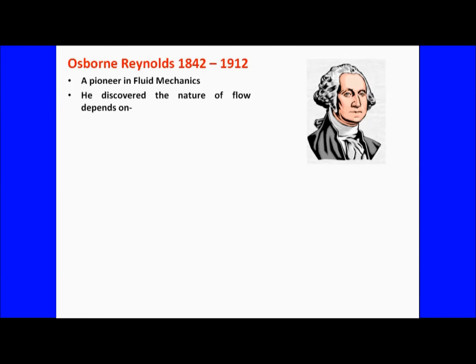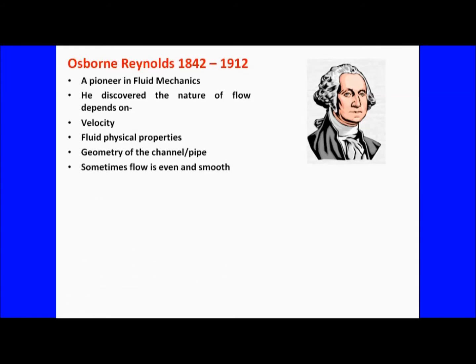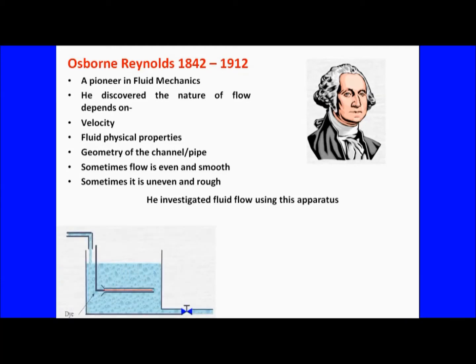It depends on a few criteria. What are the criteria? Number one, velocity. Number two, the fluid's physical properties, like its viscosity, right? Moreover, the geometry of the channel or pipe, whether the diameter of the pipe is small or large. Moreover, sometimes the flow is even or smooth, or sometimes it may be uneven or rough. All these factors control the nature of the flow, right? So he investigated the fluid flow using this apparatus, which we have already discussed.